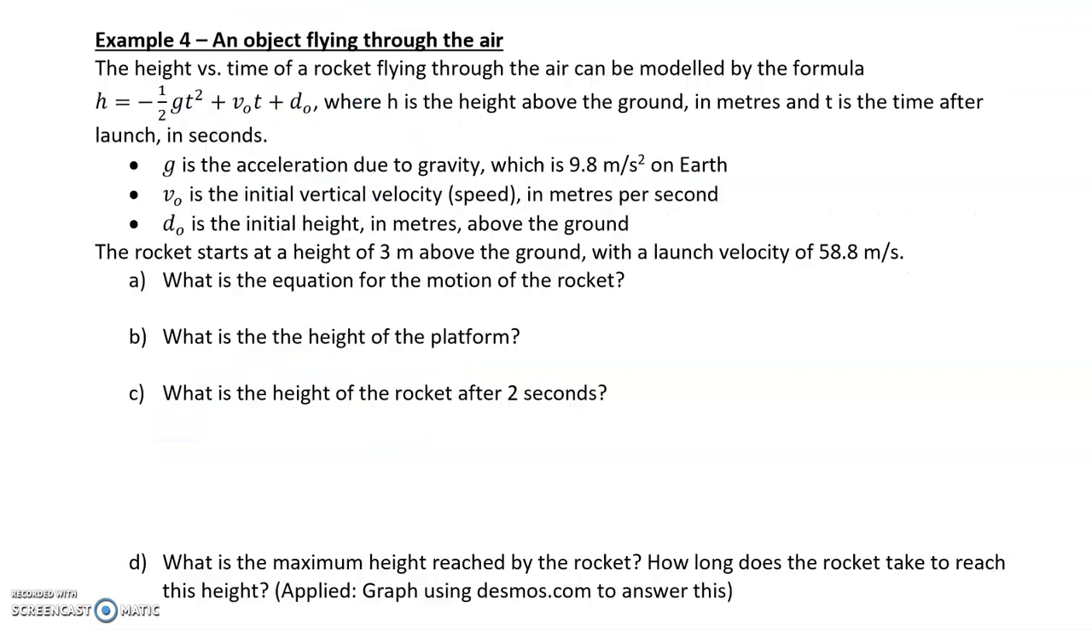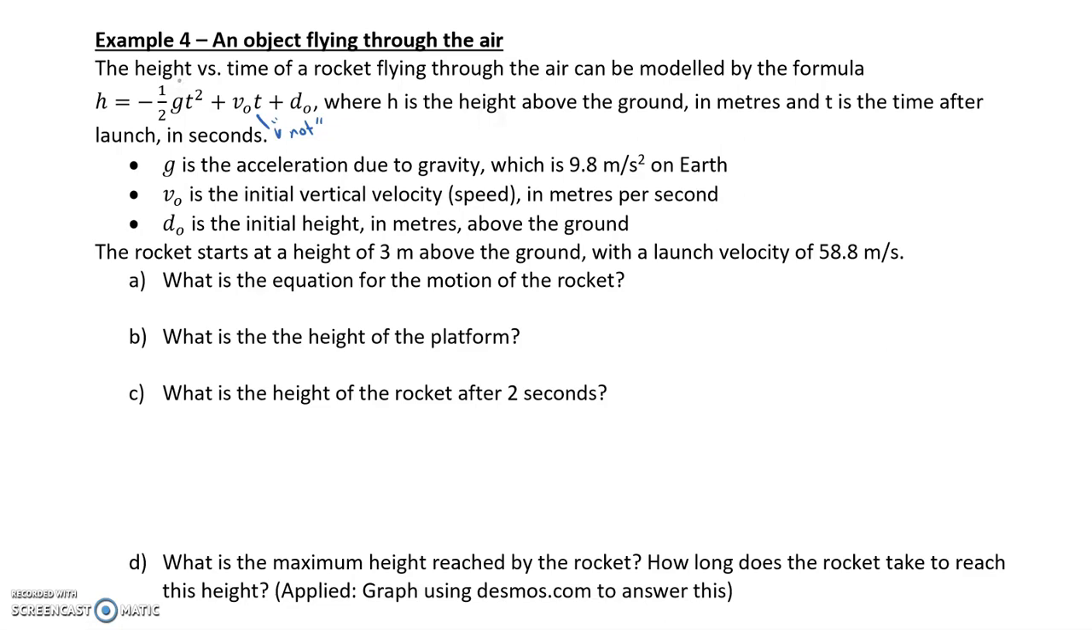This final example is for an object flying through the air, and it's one of the most common types of examples we're going to see. It says the height versus time of a rocket flying through the air can be modeled by the formula h equals negative 1/2 g times t squared plus v naught t plus d naught, where h is the height above the ground in meters and t is the time after launch in seconds.